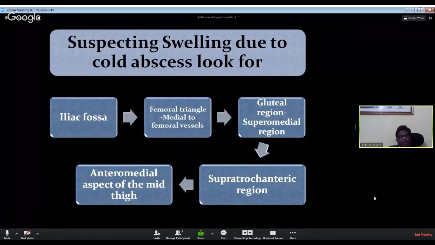If you are suspecting swelling due to cold abscess, suspected tuberculosis, then you should look for these areas where the cold abscess can be detected. One is the iliac fossa. Second is the femoral triangle, medial to the femoral vessels, and the gluteal region, that is the superomedial region, supratrochanteric region, then the anteromedial aspect of the mid-thigh. So these are the areas where you can possibly find a cold abscess. So be alert and be on guard.